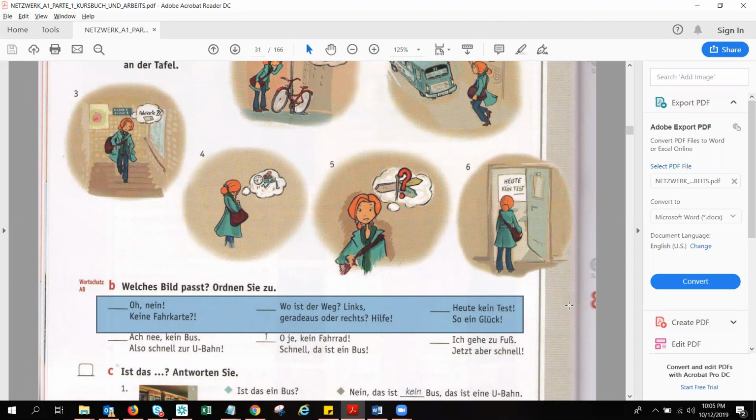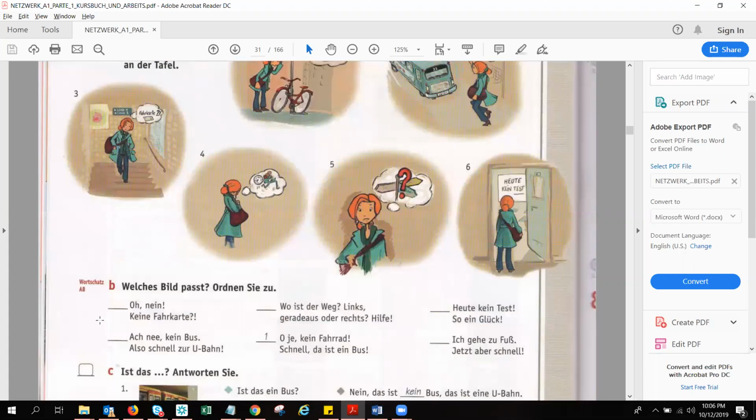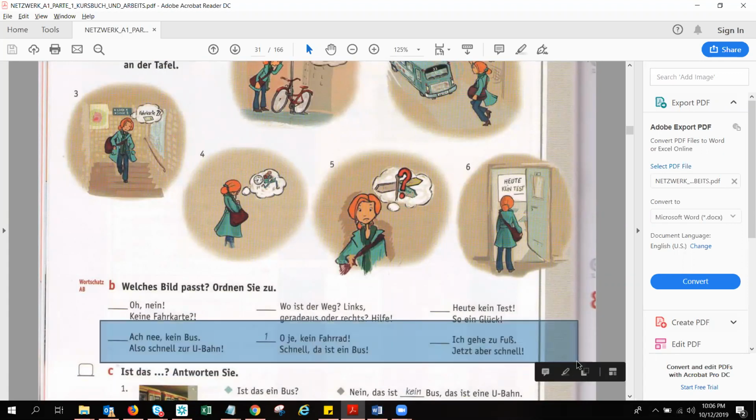Heute kein Test. So ein Glück. Okay, so the first picture is the third one, because she does not have the ticket. The second is Wo ist der Weg. The picture of five is that she's not able to get into the place, and the picture of six is where she says Heute kein Test. Genau. Okay, Shruti, can you read these three and tell me? Okay, second one is done.